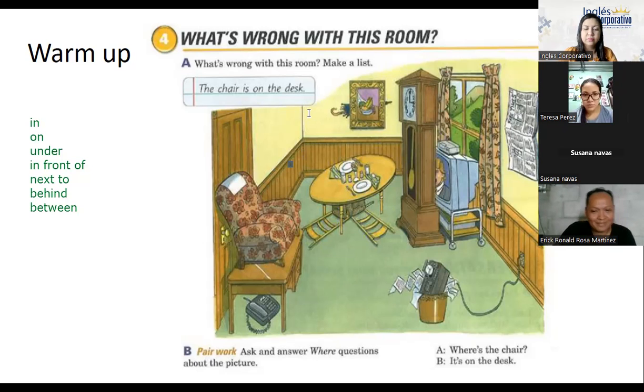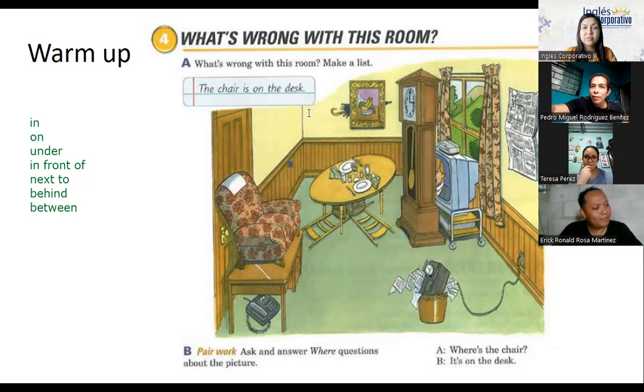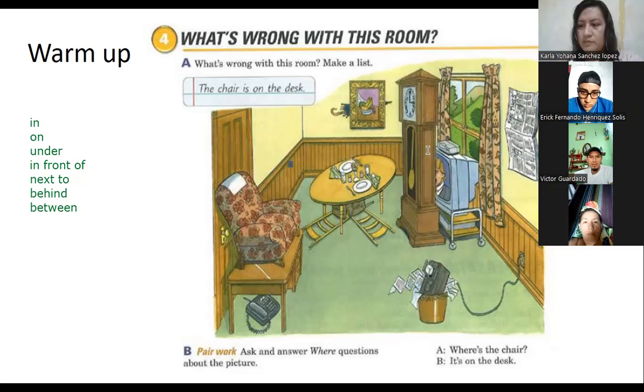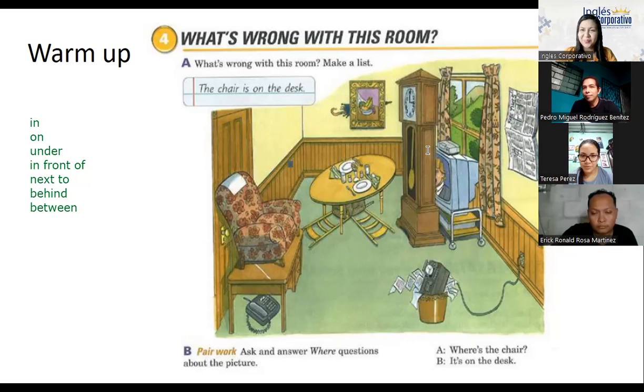For example, the phone is on under the desk. The telephone is under the desk. Yes, that's correct. Telephone. Good, Pedro. A ver, ¿quién más? Se anima. Teresita?